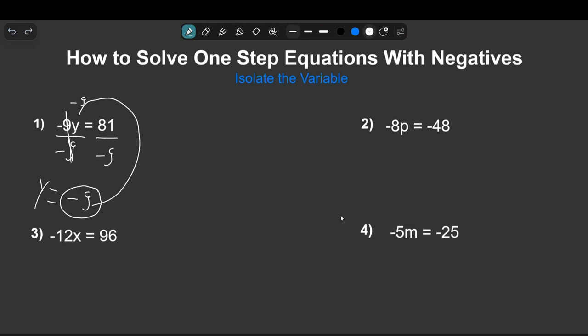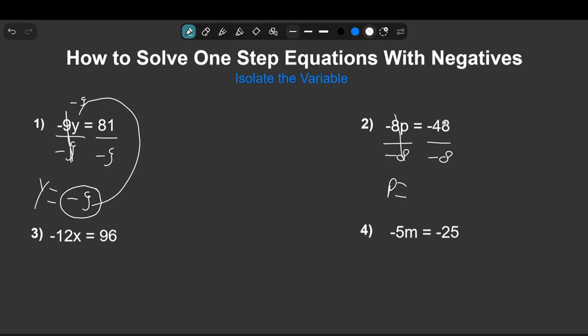Now let's go over to the second example. For our second example, we have minus 8b equals minus 48. So this means minus 8 times something will equal minus 48. So again, let's start isolating the variable. To do this, we're going to use the inverse again. So we're going to divide by minus 8. And of course, we have to do it on both sides. So these two will cancel each other out, so we are just left with our variable.